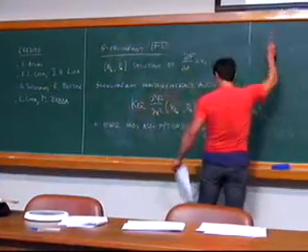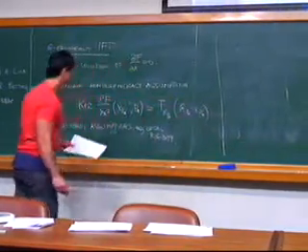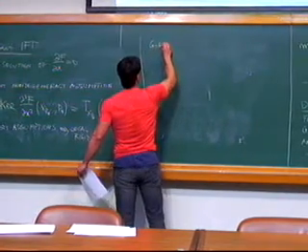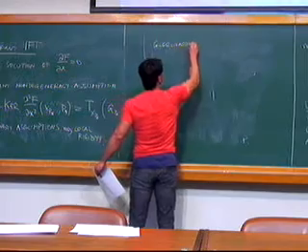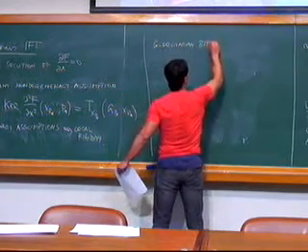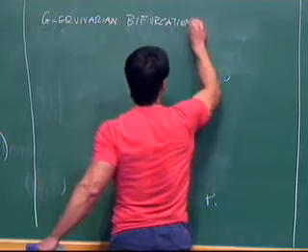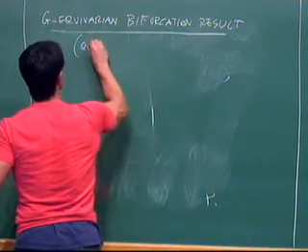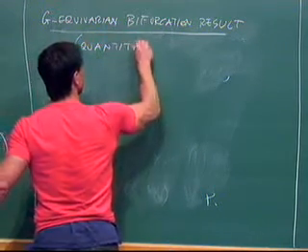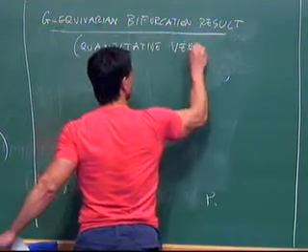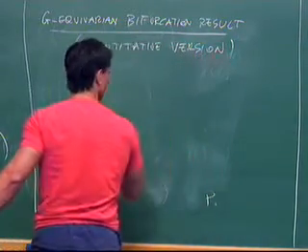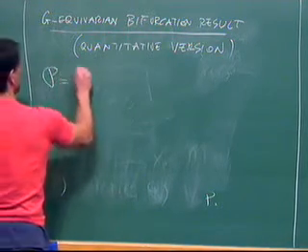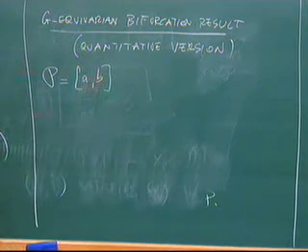First result. Then I have a G equivariant bifurcation result. This is like the, say, quantitative version, which says the following. Okay, this is only proved in a very special case that the parameter space is an interval, AB. Okay?